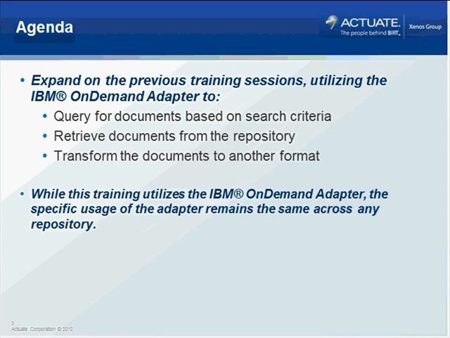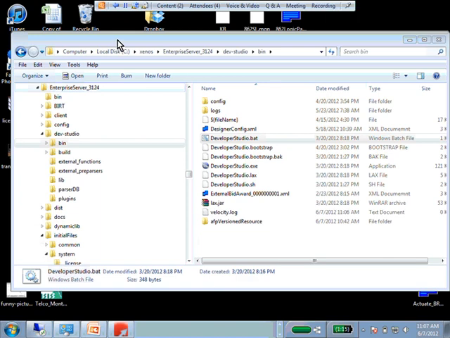What we're going to do is query for documents based on some search criteria, and then we're going to retrieve those documents, and then we're going to write those out to disk. Now, while this is going to be using the on-demand adapter, it would be the same for P8, or the same for Documentum or whatever else. So I'm just going to share my desktop here, and you can hopefully see my desktop.